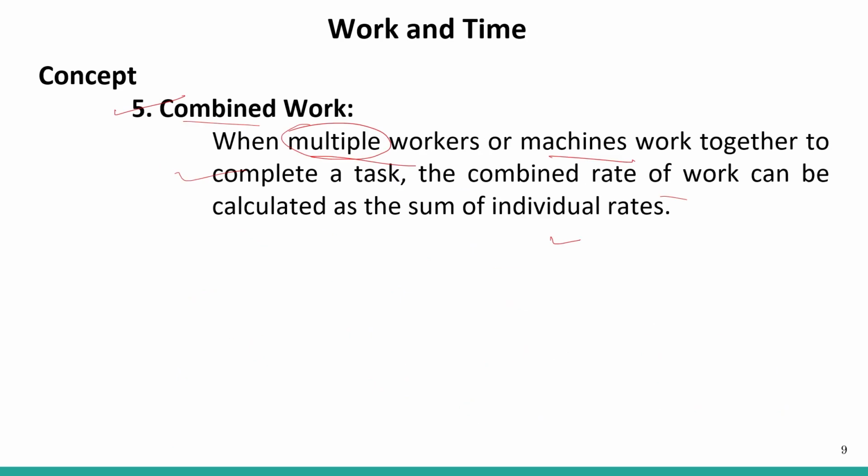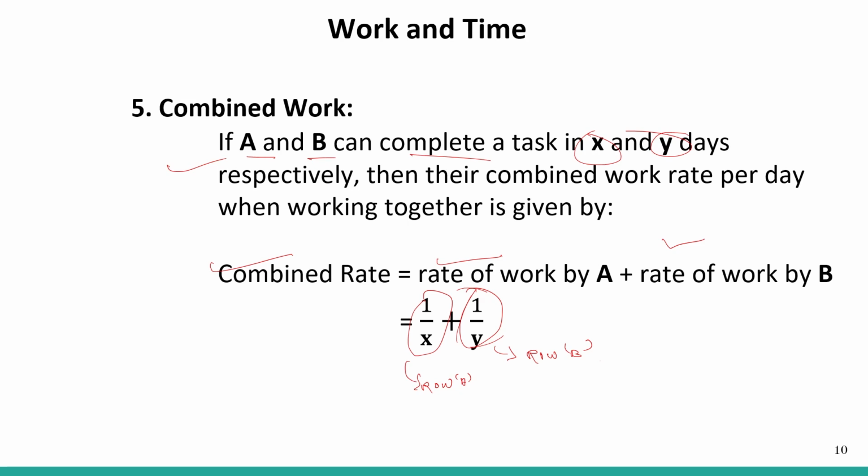We also saw what combined work is. When multiple workers or machines work together to complete a task, the combined rate of work can be calculated as a sum of individual rates. If A and B can complete a task in X and Y days respectively, then their combined work rate per day when working together is 1 by X plus 1 by Y.